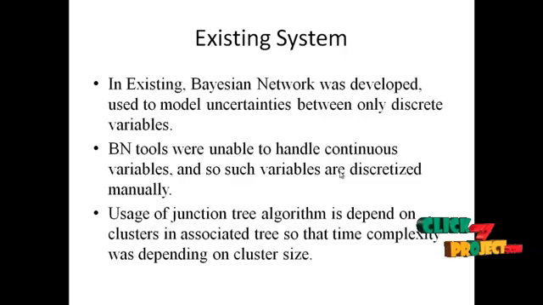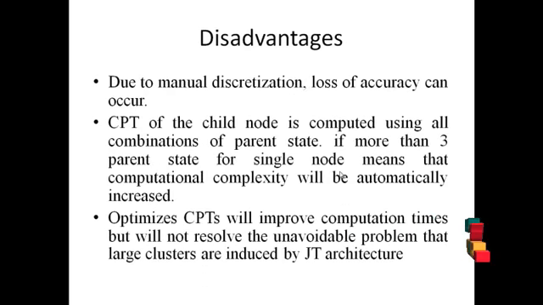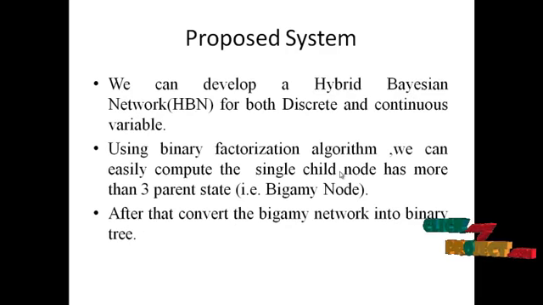So in our proposed system, we use a hybrid Bayesian network. We never lose accuracy because it supports both discrete and continuous variables. And also, using the binary factorization algorithm, we can effectively reduce the time.